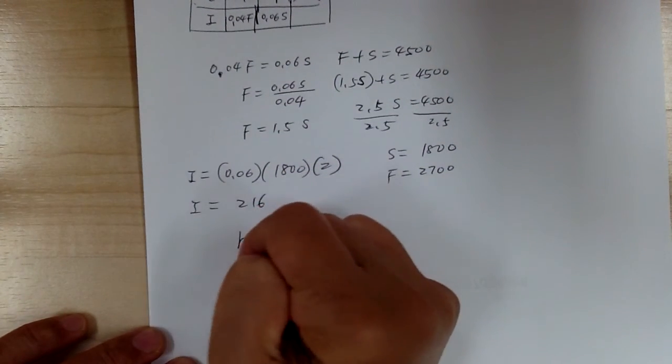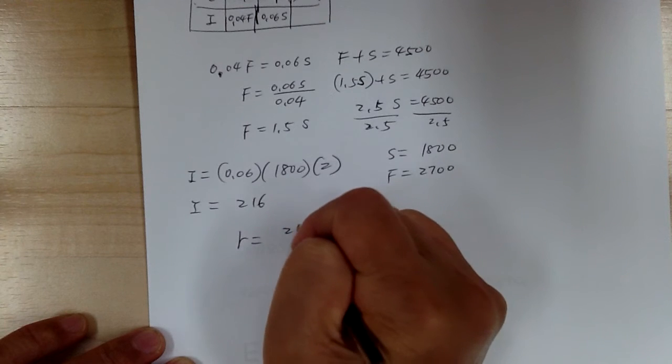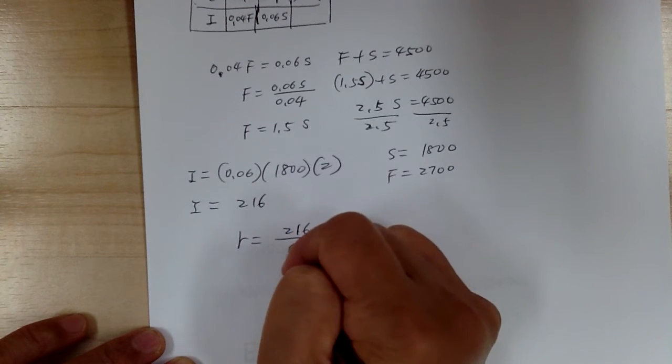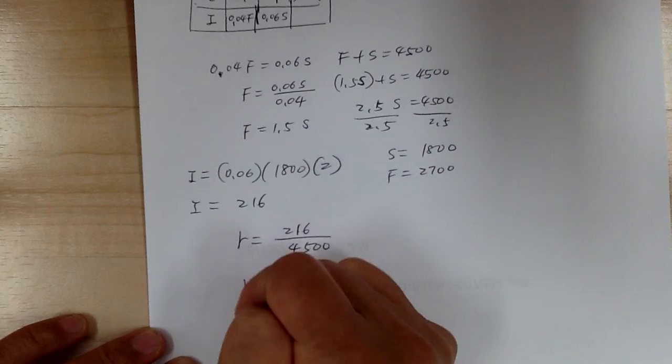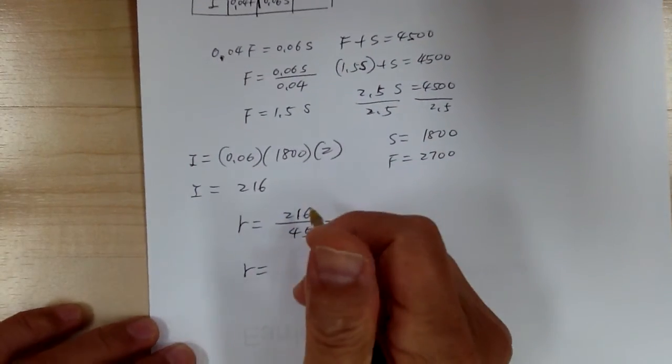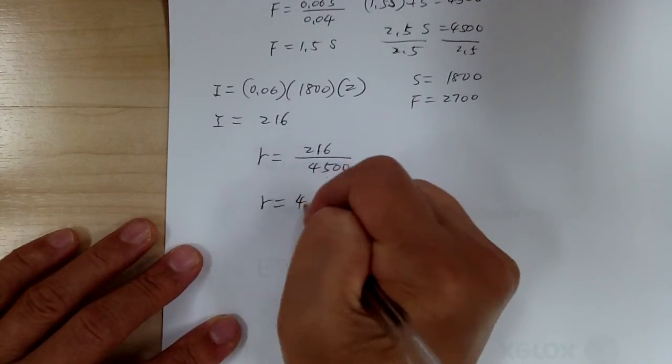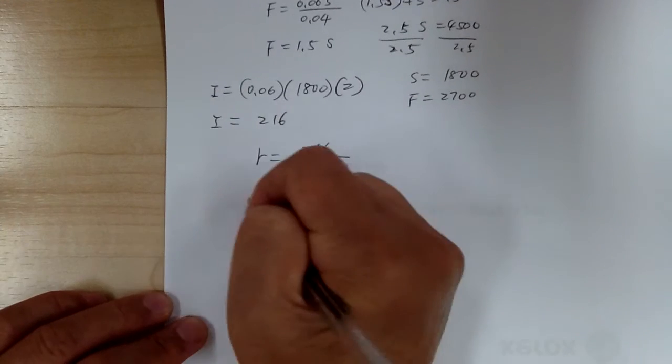So the rate would be equal to 216, the interest earned, divided by the capital. So R will equal, this is the overall, and this will give you 4.8%.